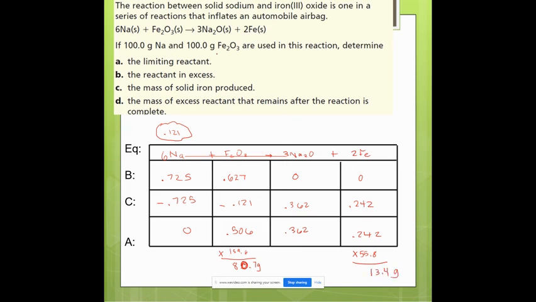So if we go back and look, our limiting reactant was sodium. Our excess reactant was our Fe2O3. The mass of our iron produced was 13.4 grams. And here our mass of our excess reactant was 80.7 grams.